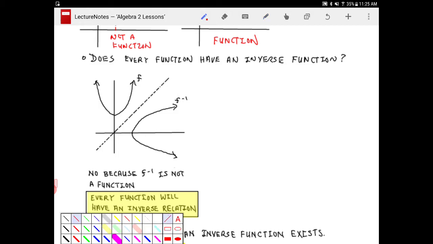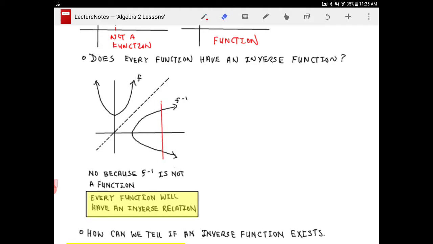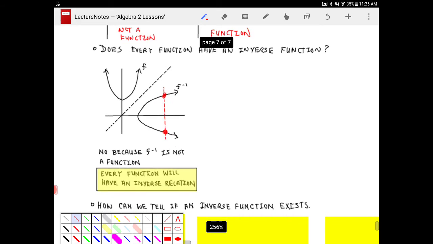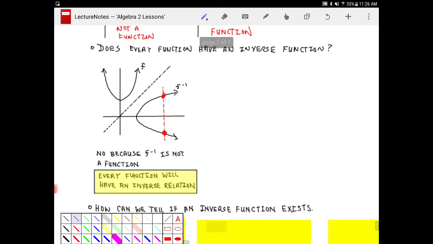This fails the vertical line test. We have one input with multiple outputs. So no, this is not a function. However, it is the inverse, okay? It is an inverse relation, I'll give you that. So it is important to understand that every function will have an inverse relation.